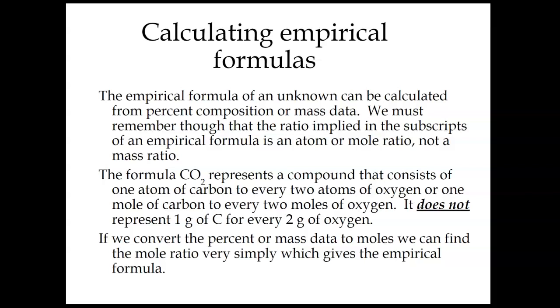For instance, the formula of carbon dioxide represents a compound that consists of one atom of carbon to every 2 atoms of oxygen, or 1 mole of carbon to every 2 moles of oxygen. It does not represent 1 gram of carbon for every 2 grams of oxygen. That is not what it says. It's atoms or moles. If we convert the percent or the mass data to moles, we can then find the mole ratio very simply, which then gives us the empirical formula.